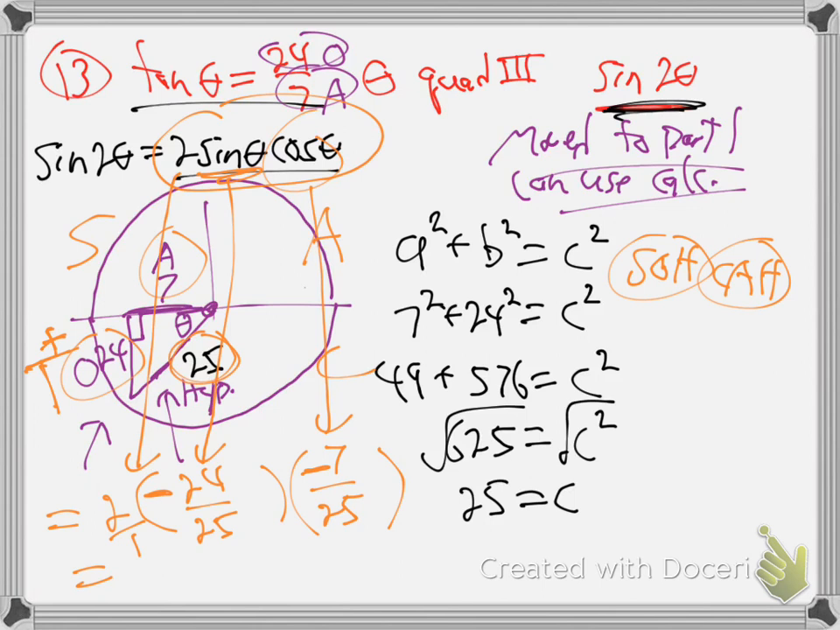All right, multiply it together. So what's 2 times 24 times 7? I have no idea. 336 over 625, positive. Two negatives make positive. There we go. And you'll have your calculator for that. Is that good? Feels doable? A little practice? I think this is doable.